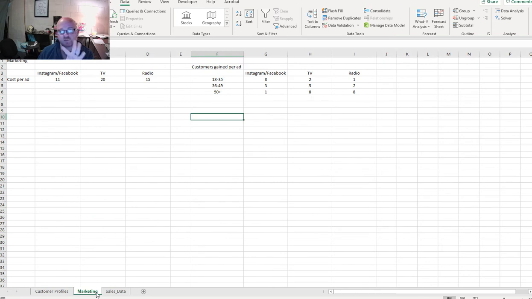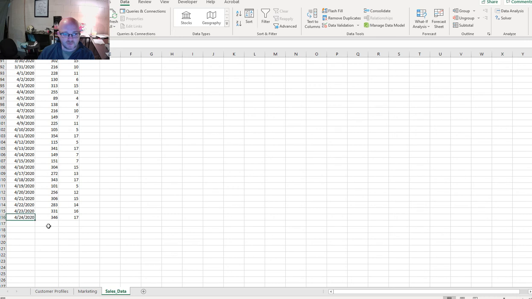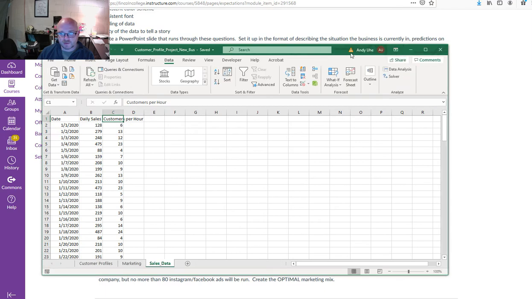This is used for the marketing mix piece. When we do prescriptive modeling, this kind of layout will make sense. And then there's sales data: each day up until May 24th, we have sales data collected. That's daily sales numbers, and the average customers per hour for that day. So that's the data this company has provided us.